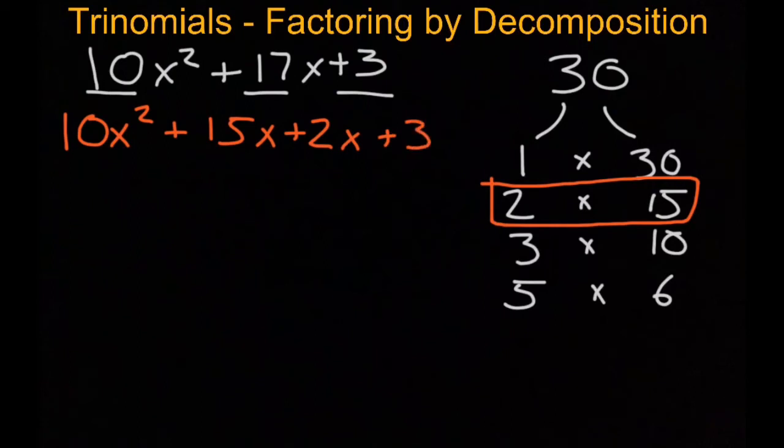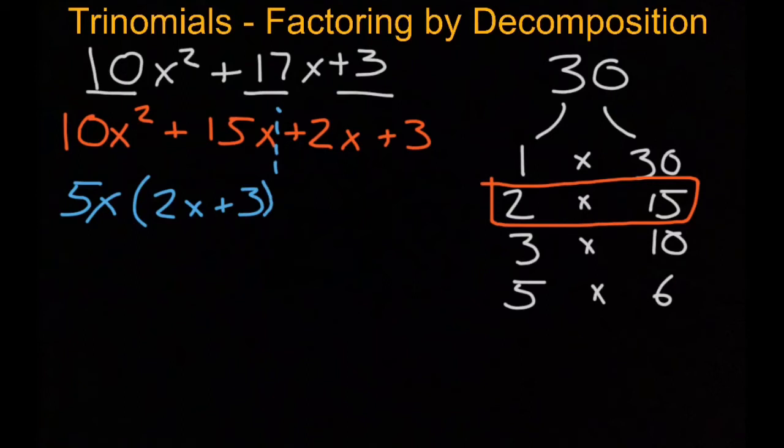So now let's split it into its two parts. So for the first part, what can go into 10x squared plus 15x? What can we factor out from this? So then we can factor out a 5x. 10x squared divided by 5x is simply 2x, and 15x divided by 5x is just positive 3.